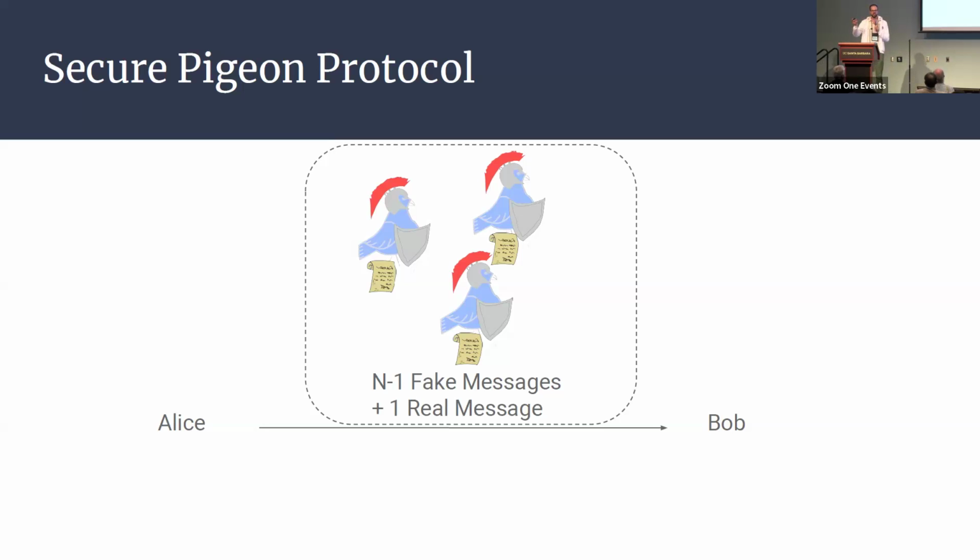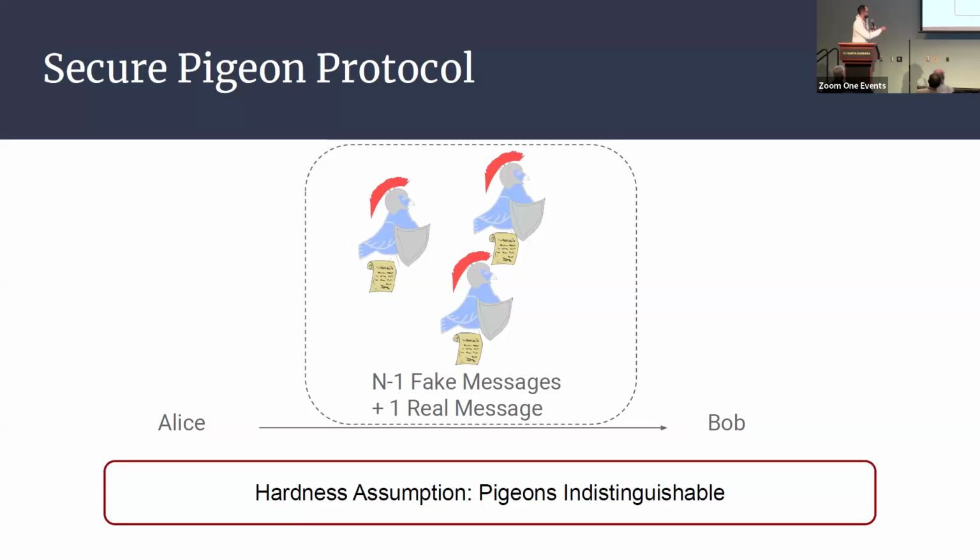Now just give me a shout. Who of you can tell me which one of those is the real pigeon? No, it's not. They're actually all the same. I just copy pasted them. So that already suggests that we need a hardness assumption, and we'll take, the pigeons are indistinguishable. So now we have a protocol, we have a hardness assumption.